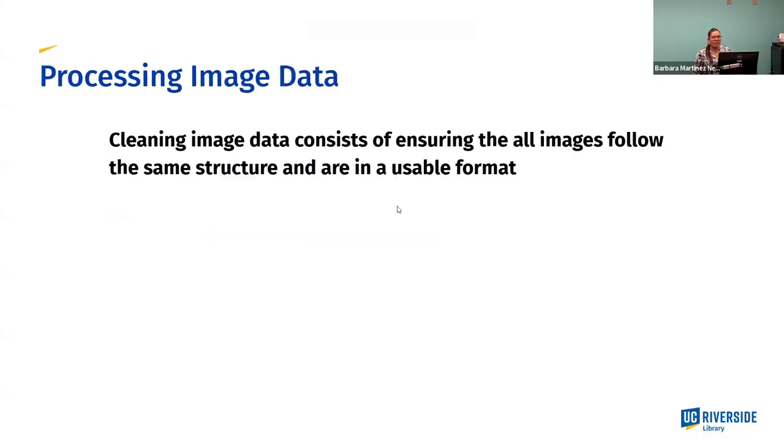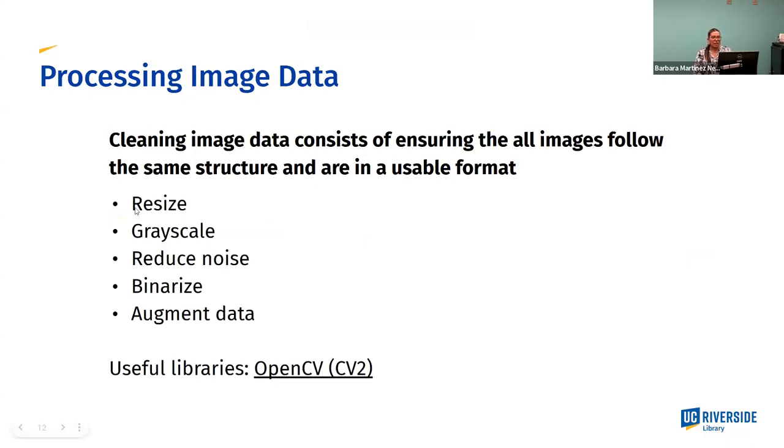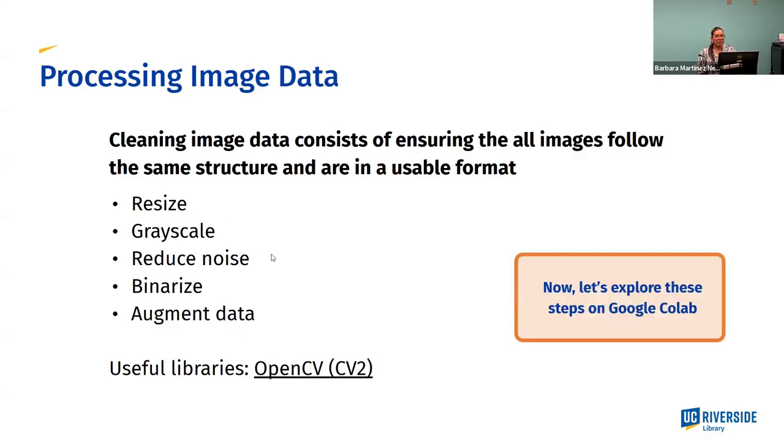When you process image data, you just need to make sure that all the data is as standard as possible, that it has the same structure. So some steps you can consider include resizing, grayscaling, reducing noise, binarizing, and augmenting your data. And we'll see how to do a couple of these in the slides. A very useful library is OpenCV. It has a lot of stuff built in for you to be able to do some of these steps and more outside of what I mentioned.